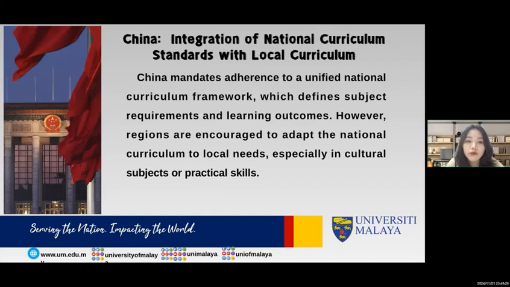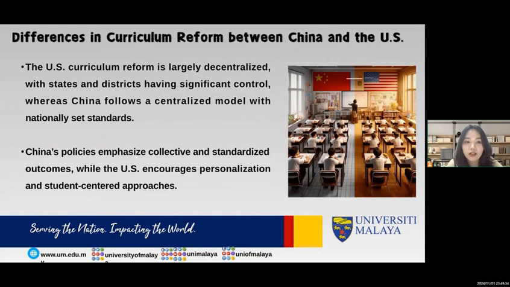So it is very clear that there are differences in curriculum reform between China and the US. The US curriculum reform is largely decentralized, with states and districts having significant control, whereas China follows a centralized model with nationally set standards. China's policies emphasize collective and standardized outcomes, while the US encourages personalization and student-centered approaches.